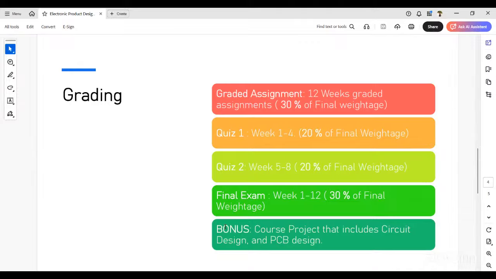And then there is a bonus component, and that bonus component will be based on the course project. There will be a short course project. We'll be learning to design a power supply circuit, and that course project will include you doing a very detailed circuit analysis, and we'll be designing the PCB also. So finally, you will have a feel for what it is to design a circuit, and then go into the PCB designing aspect as well. So I think that is what this course is about.